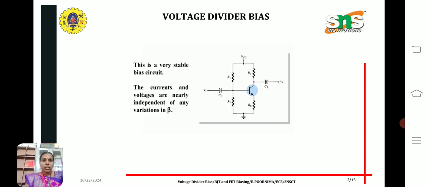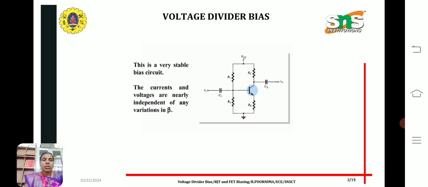In the previous lecture we discussed the fixed bias and collector to base bias circuits. Both are poorly stable circuits. Fixed bias gives an unstable collector current, and collector to base bias uses a feedback path, which gives better stability. Compared to those circuits, voltage divider bias provides a very stable bias circuit, so this is widely used in amplifier circuits.